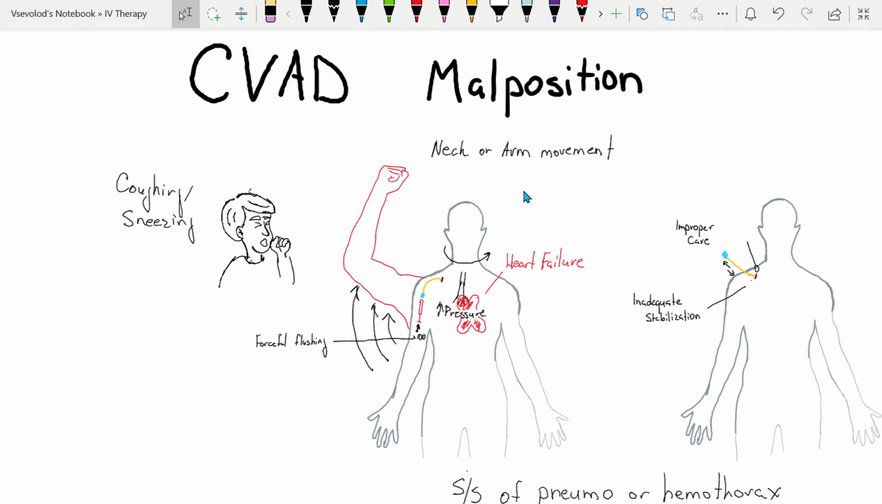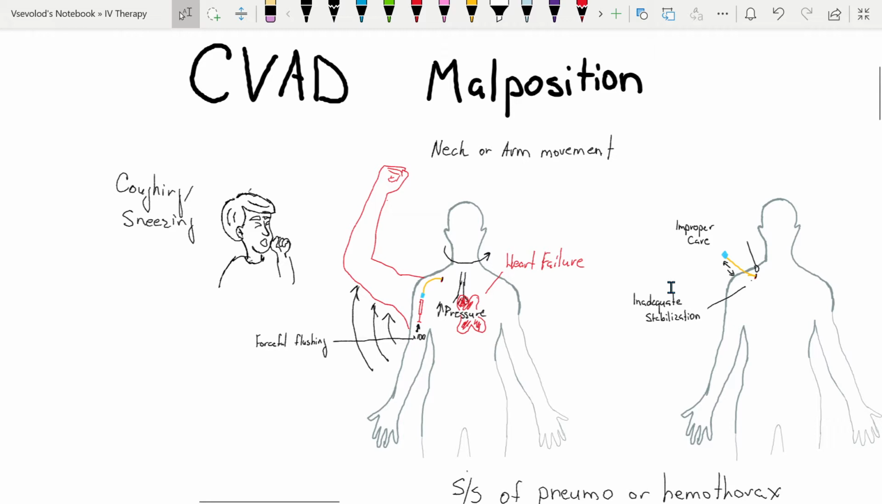Hello, today I will be reviewing central vascular access device malposition, a complication with central vascular access devices. Causes include changes in intrathoracic pressure associated with coughing or sneezing, presence of heart failure, neck or arm movement, or forceful flushing of the catheter, as occurs during power injection, which can lead to malposition of the central vascular access device.